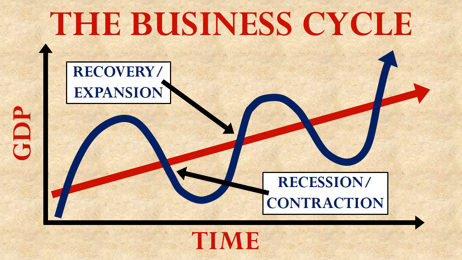Although we have these ups and downs in the business cycle, over time they have a general direction that they go. Notice that this red arrow that I added to the chart is inclined upward. That means that over time the economy is going to get bigger and bigger. At a given moment it may be getting smaller, but the general trend over our country's history is for the economy to continually grow.